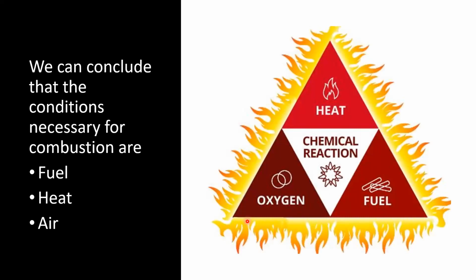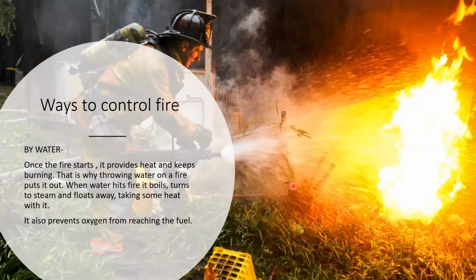With this discussion, we can conclude that the conditions necessary for combustion are fuel, heat, and air, that is having oxygen content in it. So in front of you is a fire triangle. These three things have to be there in order to create a fire. Now children, just give it a second thought. If we can create fire by these three things, can't we put off fire by removing one of the components? Of course, we can. So now we are focusing on ways to control the fire.